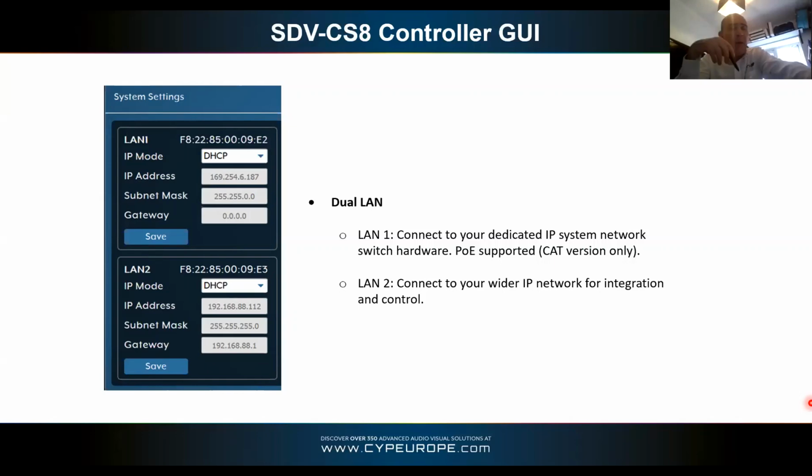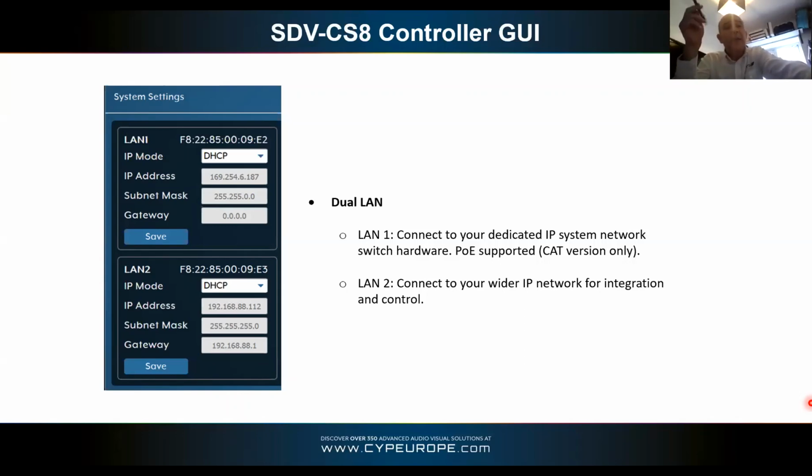So think about LAN 2 as being how the system integrates to the wider network. For example, if your technicians are controlling this system in your business, they might want to access the CS8's web GUI from their normal laptop computer on your normal work network. So that's where you make the connection to the second LAN on the CS8.